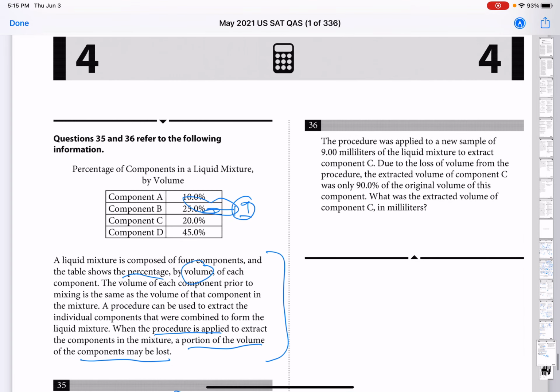All right, 36. It says the procedure was applied to a new sample of 9 millimeters of the liquid mixture to extract component C. Due to the loss of volume from the procedure, the extracted volume of component C was only 90% of the original volume of this component. What was the extracted volume of the component C in milliliters? Okay guys, so they're basically saying the total sample has 9 millimeters, and for component C, you want 20% of that. So you take 9 and multiply it by 20%, which is 0.20, and you're going to get 1.8 for C.